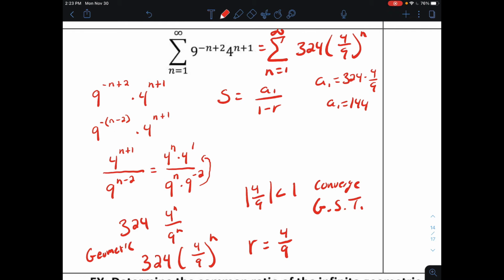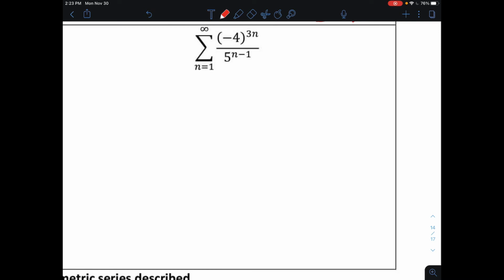144 in terms of this series. So we could find our sum by saying 144 over 1 minus r, 1 minus 4 over 9. And to get that, we get 259.2. All right, let's look here at this next one.